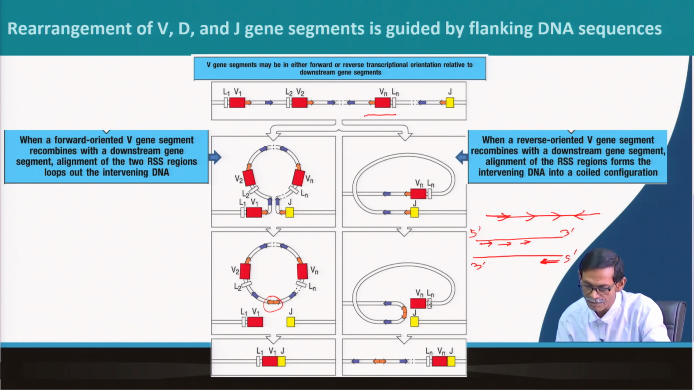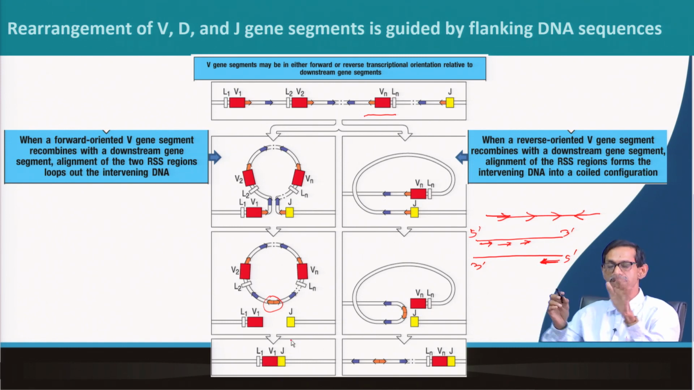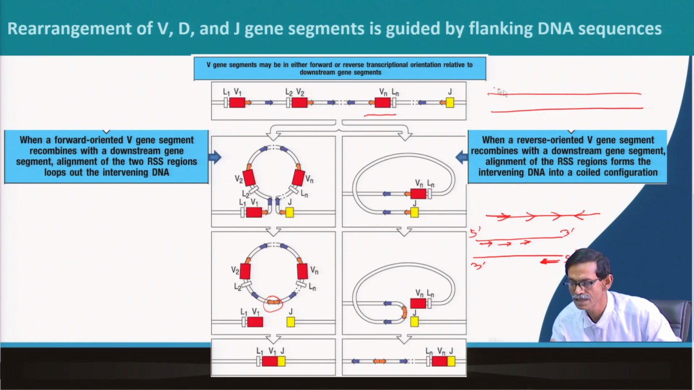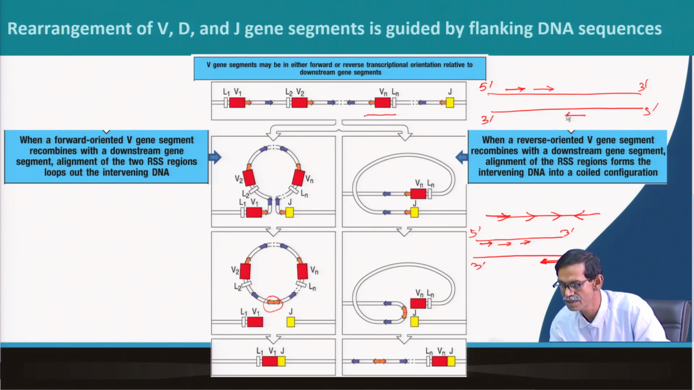So, here also the same thing is happening. Ultimately what we see is L n, V n and J, here also L n, L 1, V 1, J. So, it can happen with any one. If the orientation of the gene, or if the V 1 segment is here, so if suddenly one gene is, say for example, I am drawing this again. If this is the double stranded DNA, 5 prime, 3 prime, 5 prime, 3 prime. So, one gene this, then it may be this.